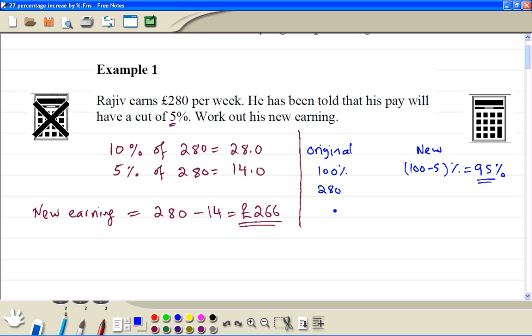So we need to find 95% of 280. Then we change to decimals, we just divide by 100, so it's 0.95. Then just multiply by 280 using a calculator, and you get the answer 266.